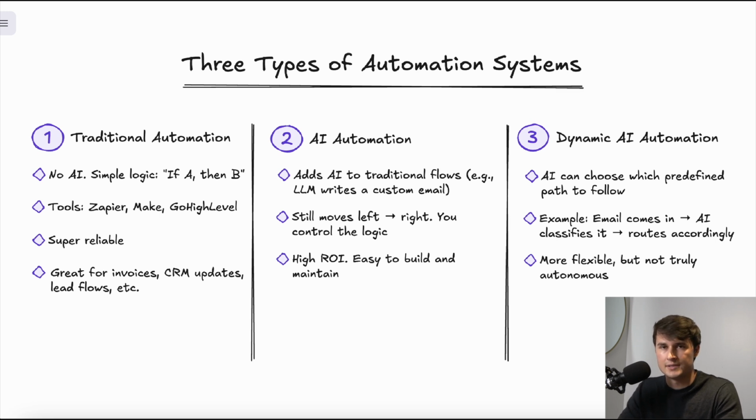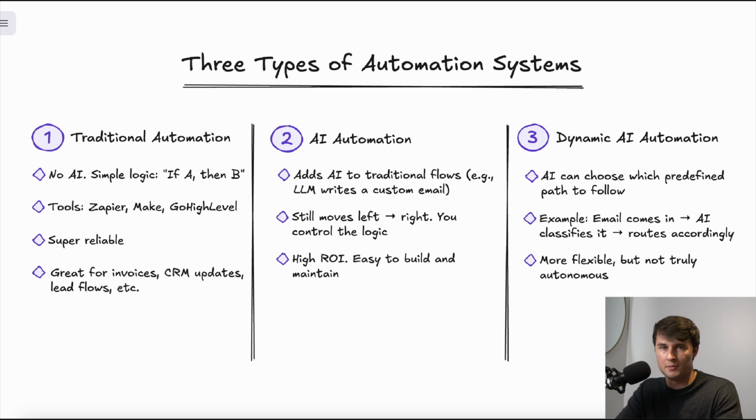Now, moving on, the second type of automation is AI automation. This basically adds an AI LLM model step to traditional workflows. For example, using a large language model to write your very own personalized custom email. So this typically has a lot of similarities with traditional automation. We're just augmenting that automation using AI. So it still follows a left to right flow, and we can easily control the logic. These types of automations have high ROI and are relatively easy to maintain and control.